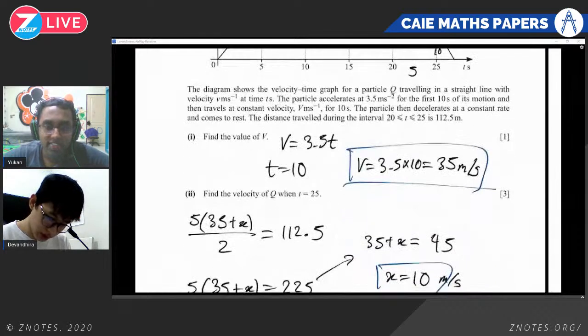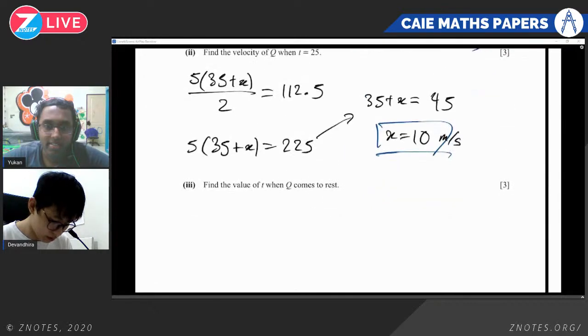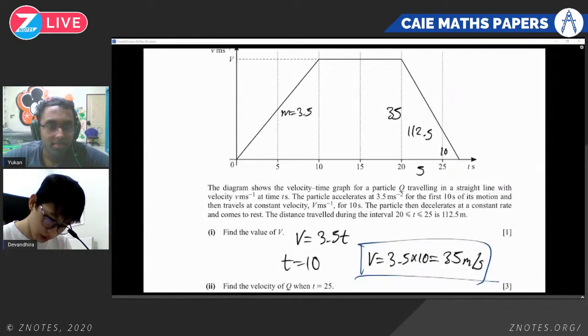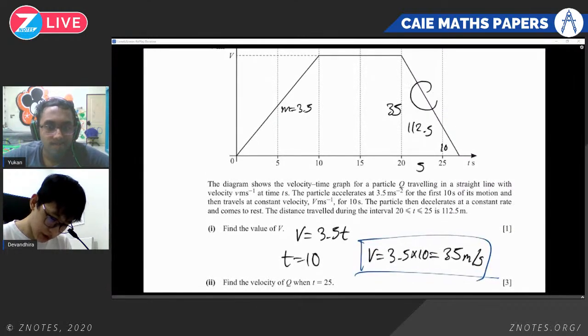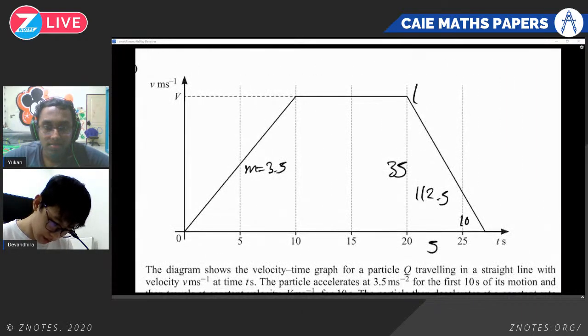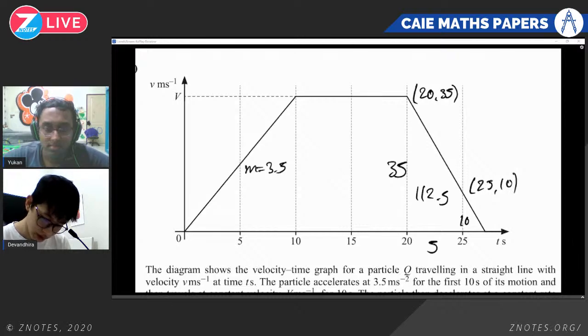Correct. So you can use that to find when v is 0. All right, so we'll have to find the gradient of this line, correct? Mm-hmm. We have two coordinates that we can use: (20, 35) and (25, 10). Is that correct? Yeah, correct.